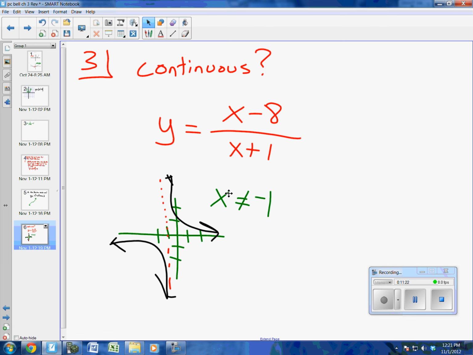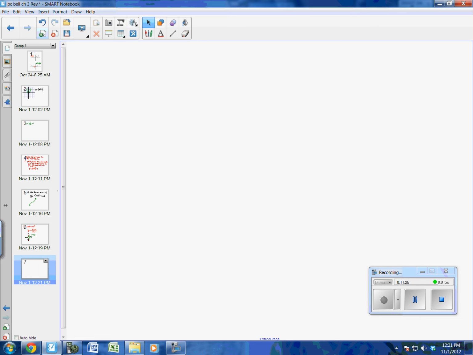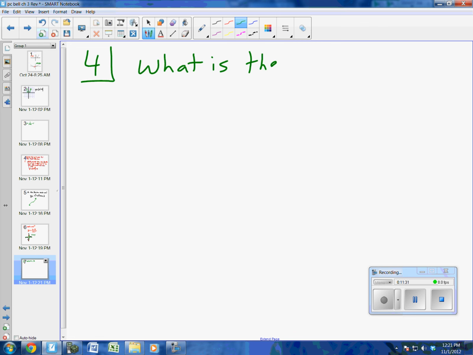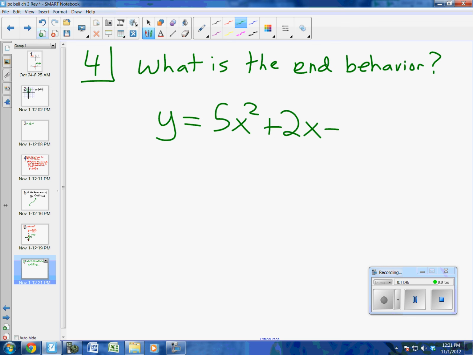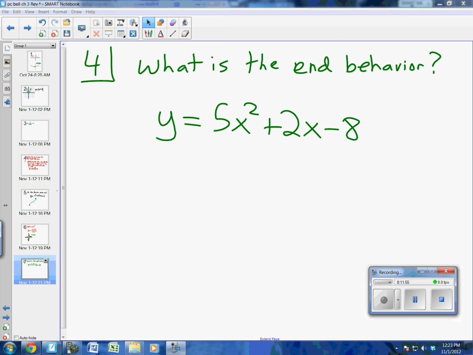All right, problem number 4. What is the end behavior of y equals 5x squared plus 2x minus 8? What is the end behavior of that function? Let's spin the spinner.